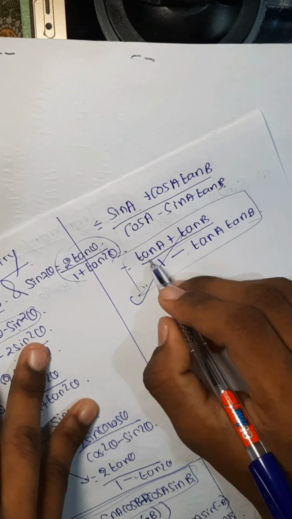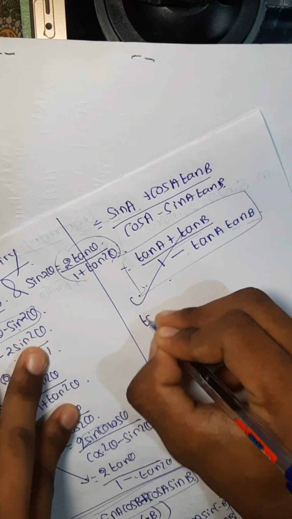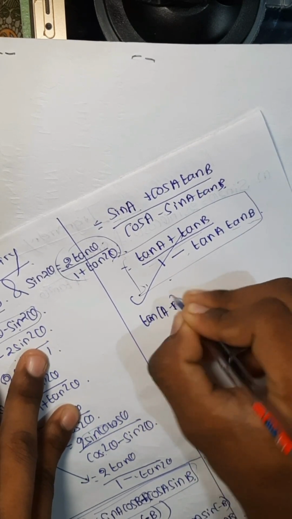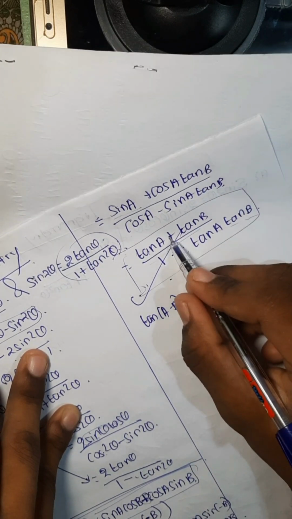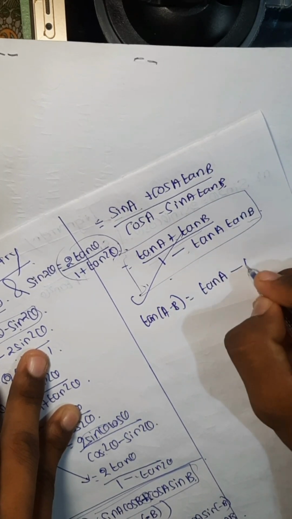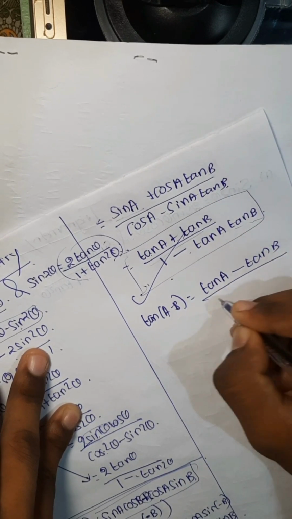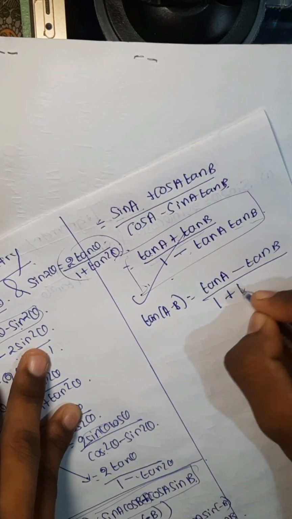Similarly, we can get tan(A−B). Tan(A−B) is equal to tan A minus tan B over 1 plus tan A tan B. Instead of this plus in tan(A+B), we can put a minus here, and instead of this minus, we can put a plus here.